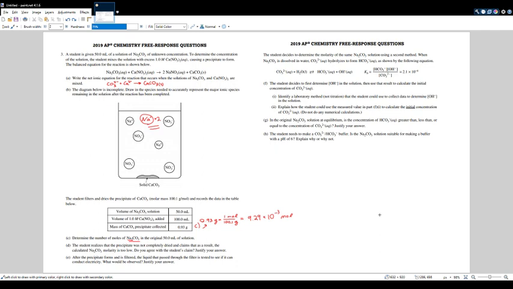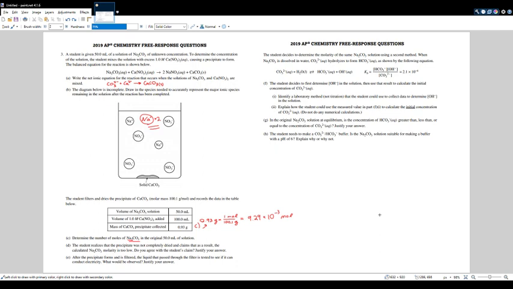And essentially the solution here is a solution of many ions: sodium ions, nitrate ions, calcium ions. So because the solution is made of free ions and is physically the same as an ionic compound being dissolved in water, it will conduct electricity. The next part says, the student decides to determine the molarity of the same solution using a second method. When it's dissolved in water, CO3 2- hydrolyzes to form HCO3 - as shown by the following equation.